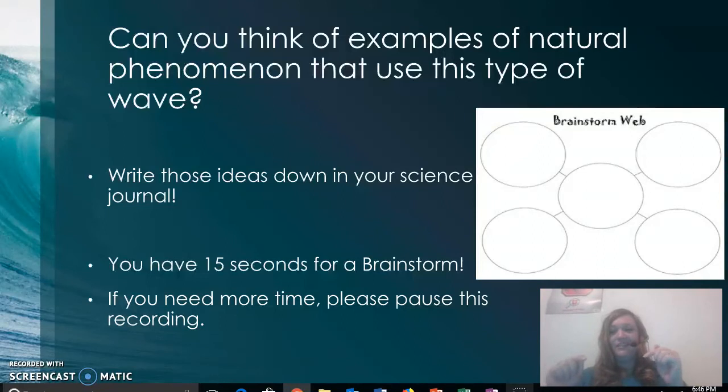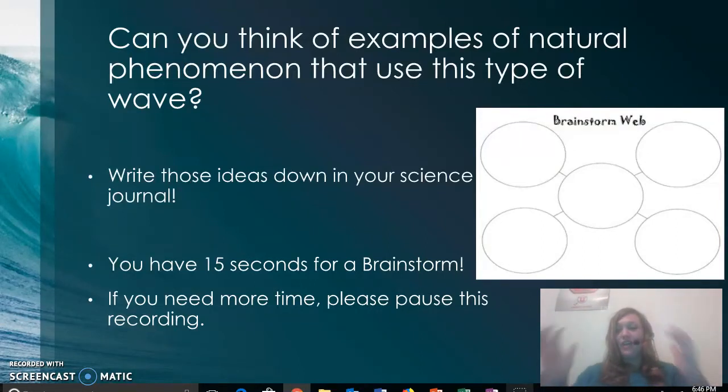Okay, so brainstorm for a second. I want you to connect this phrase compression wave to something you already know. So write down an idea. 15 seconds to brainstorm. What is a phenomenon of compression wave that you could think of? You can think of instruments. A lot of them use this, especially any kind of instrument that vibrates using sound like a trumpet or an accordion. So 15 seconds, here we go. 15, 10, and we go 5, 4, 3, 2, and 1. And if you need more time, you can please hit pause right now.